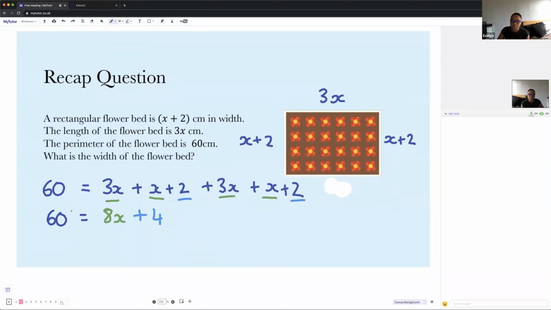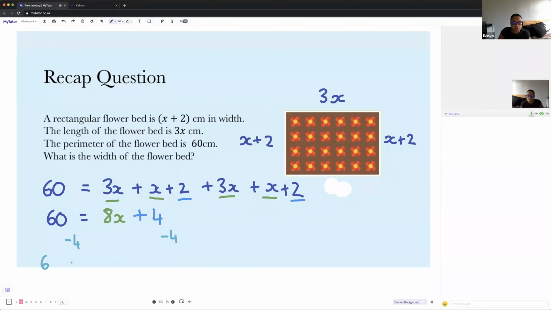Now this looks just like some of the linear equations we were solving yesterday. So we can go ahead and solve it. Now I want to get rid of that plus 4 because I said if we have a plus or a minus in our linear equations, it's better to get rid of those first and then leave the multiplication and division till last. So let's subtract the 4 on both sides.